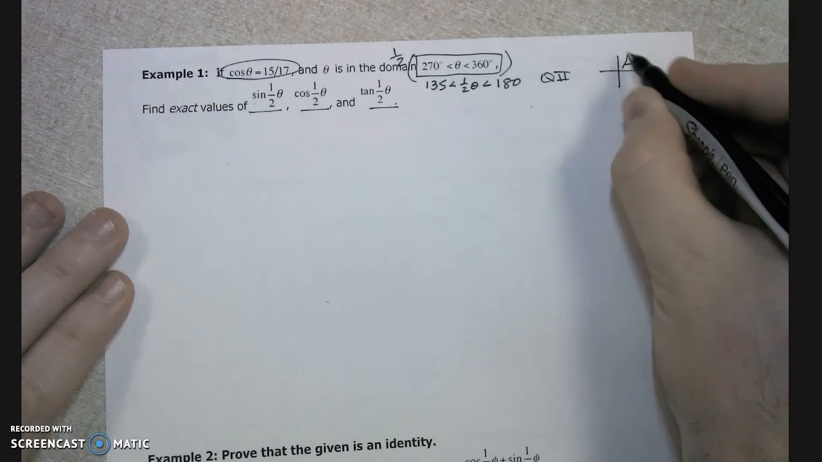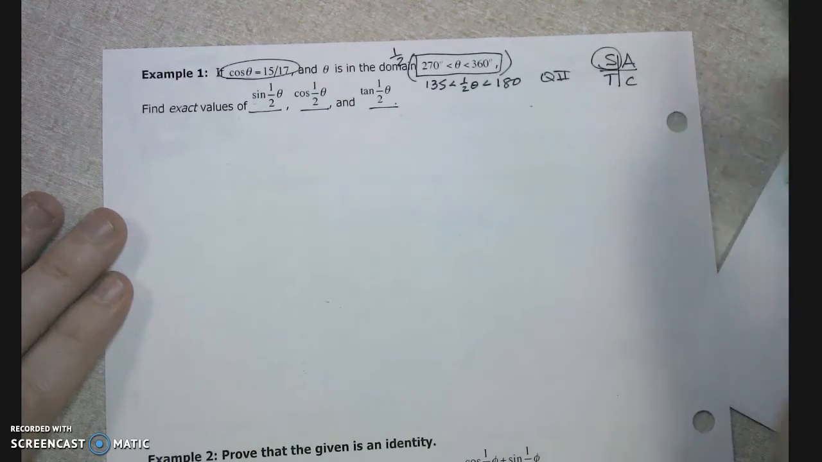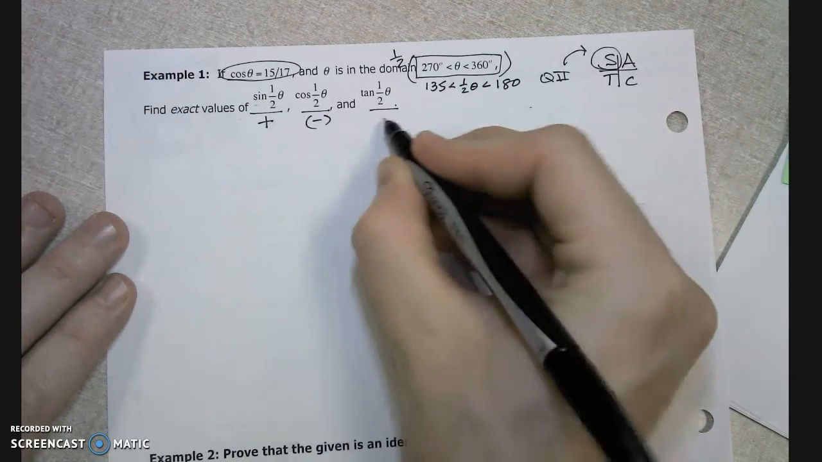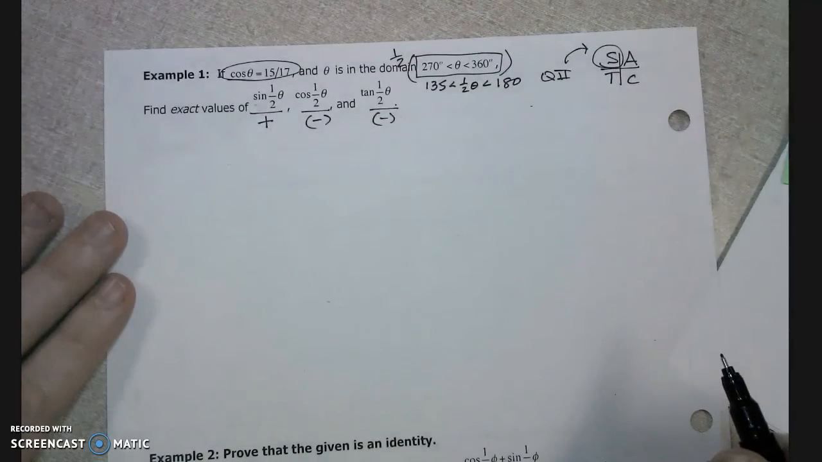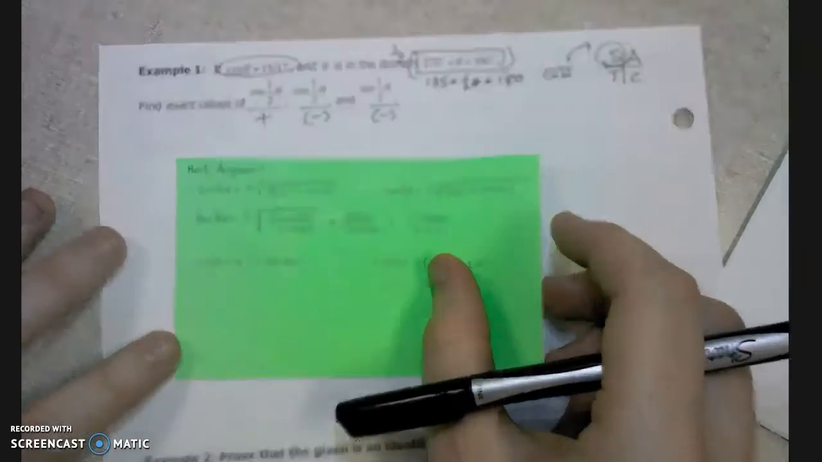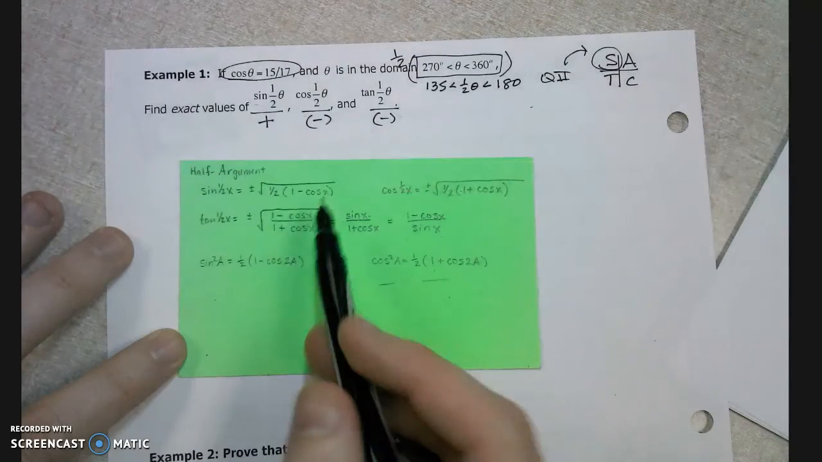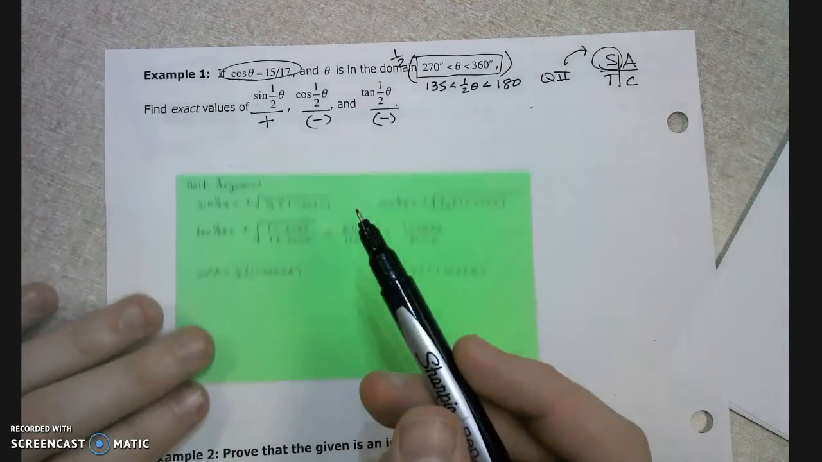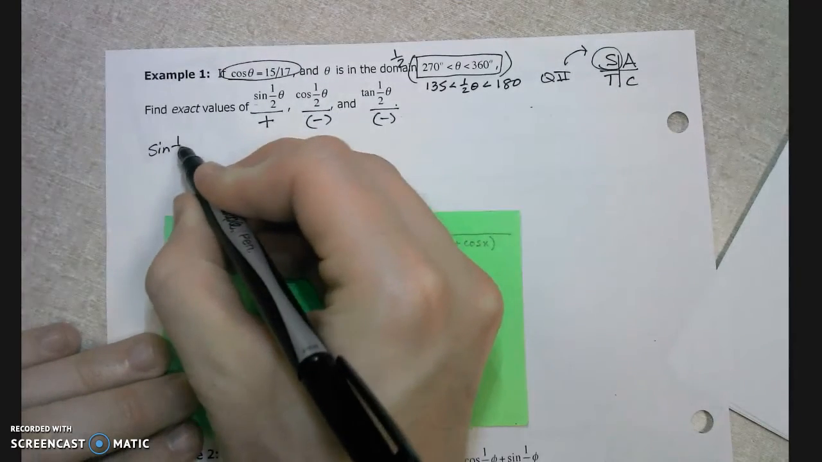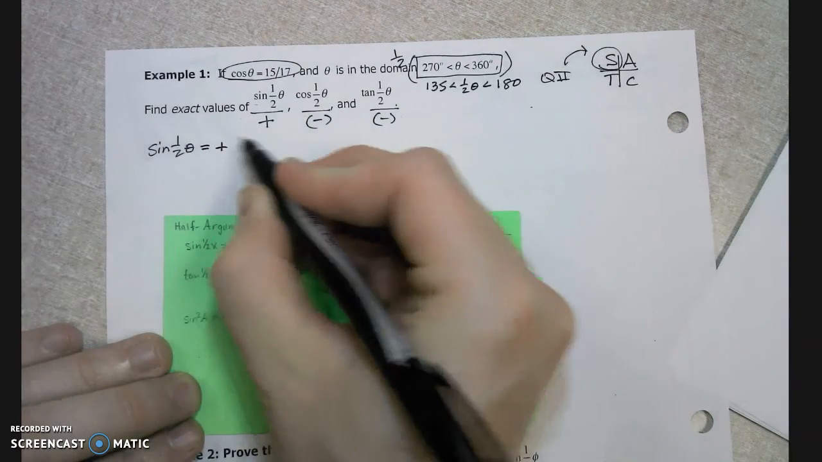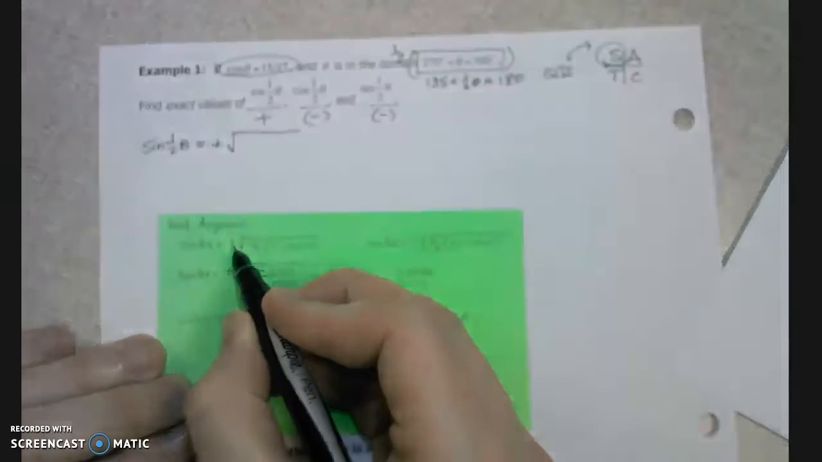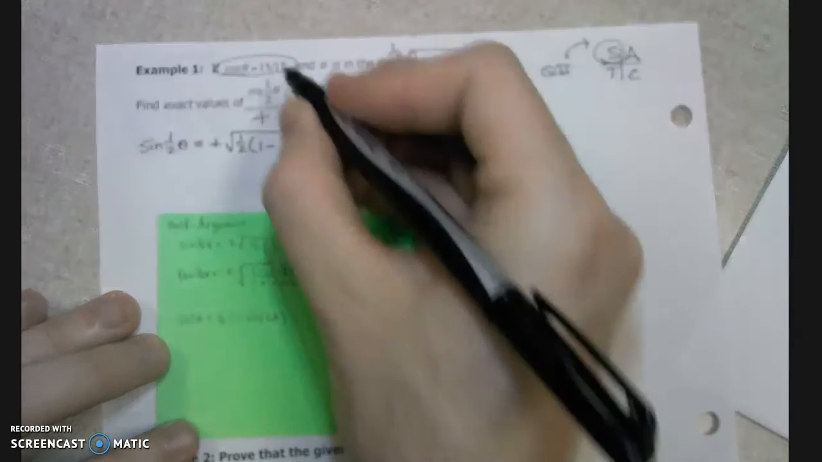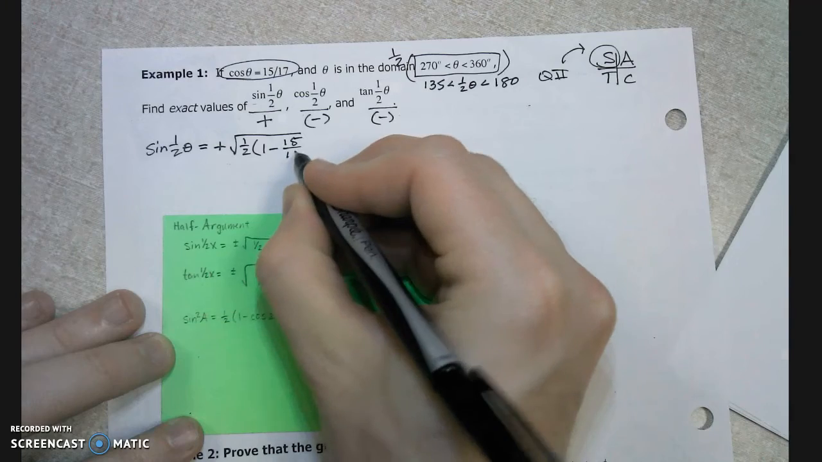And if we think about quadrant 2, all students take calculus. Sine is what's positive in quadrant 2. So this answer is going to be positive, and these answers are going to be negative because of the quadrant 2. Then they just want you to look at your property and plug in the 15/17 that they gave you. So let's look at sine of 1/2 theta. It's going to be positive because we just said it was in quadrant 2, and sine is positive in quadrant 2. You have to choose between the plus or the minus. We choose the plus. Then we've got 1/2, 1 minus cosine of x, which they're telling you is 15/17.